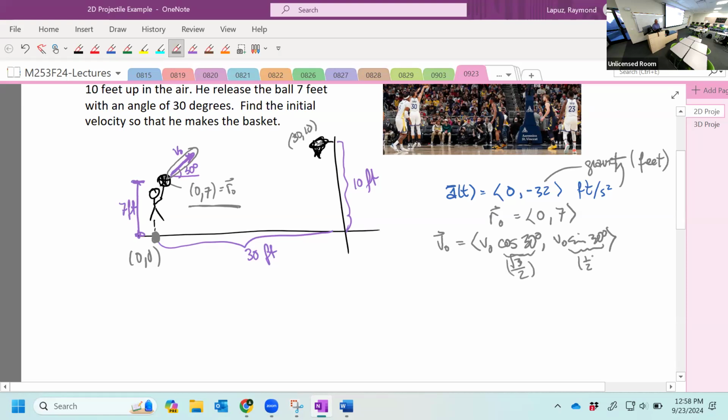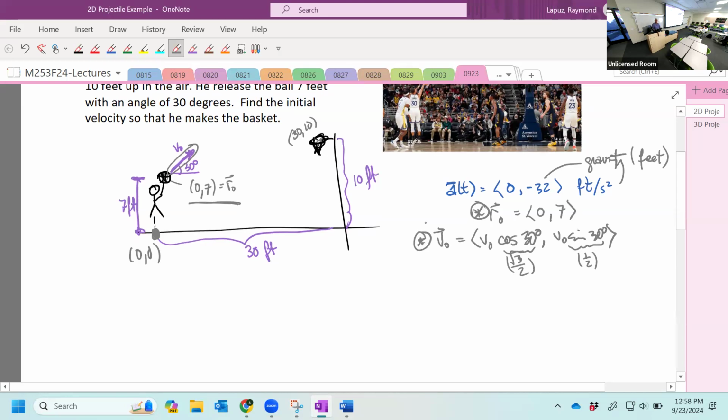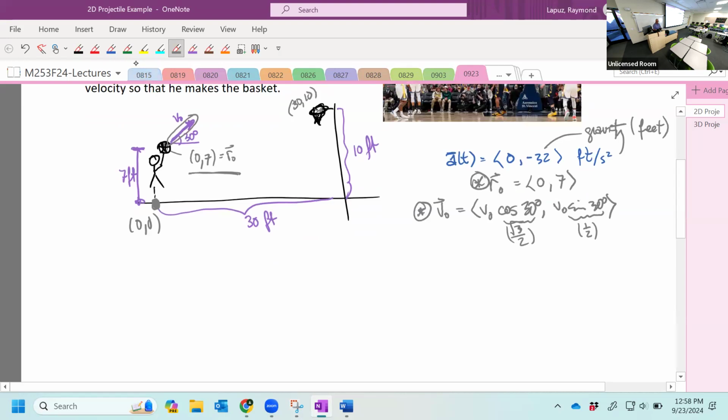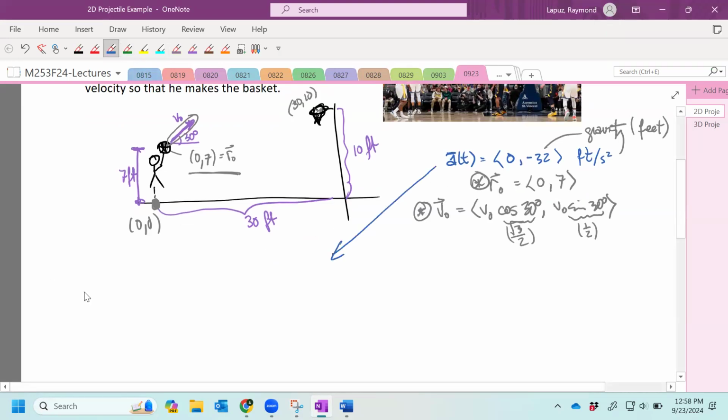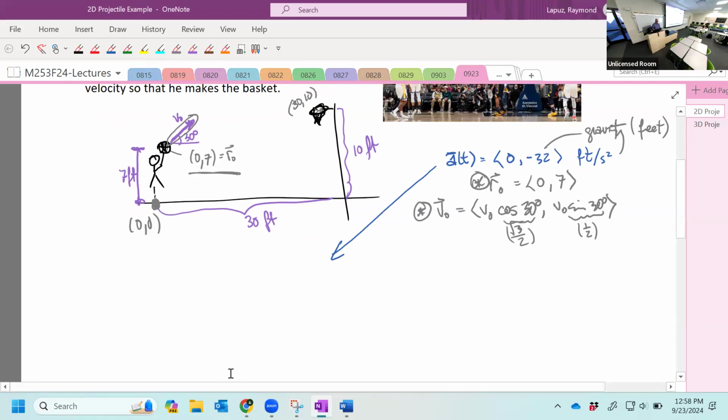So this will come in handy for us to plug those in later. All right, we have our initial position and initial velocities. And so from here, we can work out our velocity and position functions.